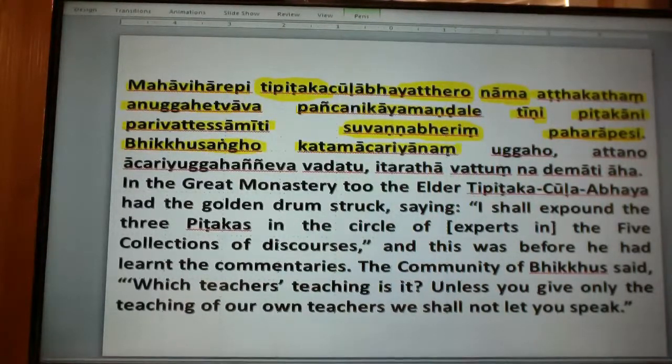Katamachariyana means Katama Acharya. Acharya is a teacher. So what kind of teacher? What kind of teacher do you have? Ogaha means learning. So the community of monks asked the senior monk who was trying to explain the Pitaka. They asked a question: you studied from what kind of teacher? They want to know.